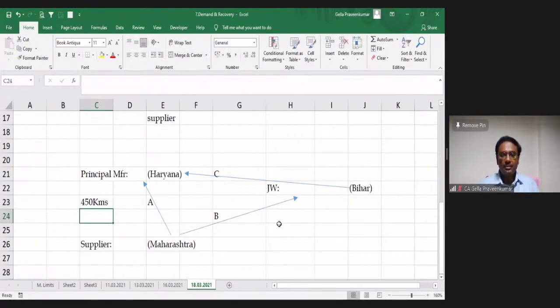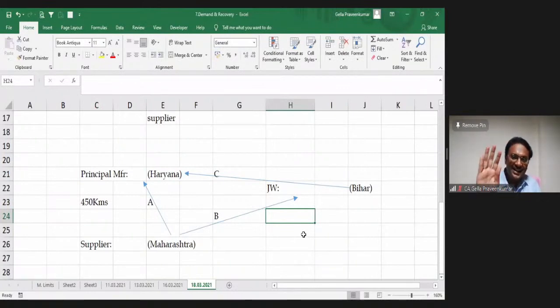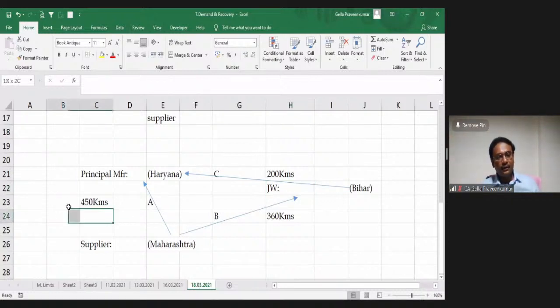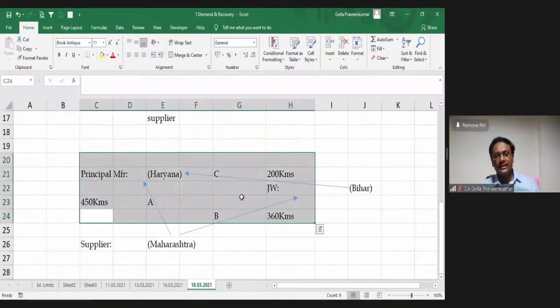From Maharashtra to Bihar, again, it's a hypothetical example. Don't hold me responsible for the kilometers wrong calculation. Just an example to make you clear. So from Maharashtra to Bihar, it is 360 kilometers. From Haryana to Bihar, say it is 200 kilometers. Now, Maharashtra to Haryana, 450 kilometers. From Haryana back to Bihar, right? From 450, again I have to send here. So 450 plus 200, 600 kilometers.